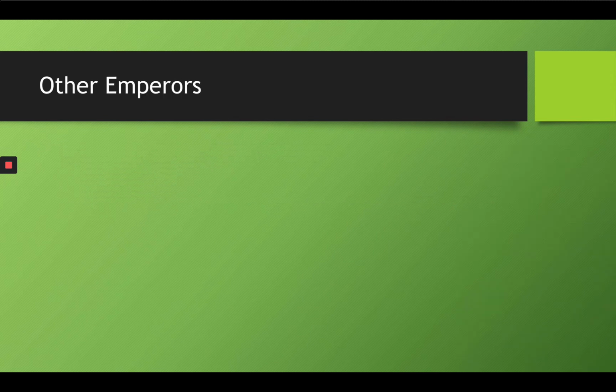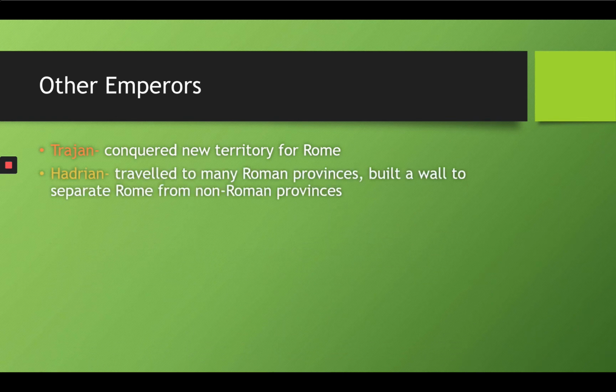But here are some of the emperors that made a big impact. This is not all the emperors that ruled, but they've had a pretty big impact on things. We had a guy named Trajan who comes in and conquers a bunch of new territory for Rome. Hadrian is one who traveled to many Roman provinces, meaning he traveled all over the Roman Empire. He even built a wall we know as Hadrian's Wall.